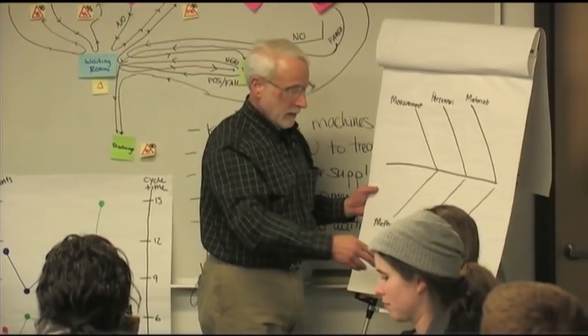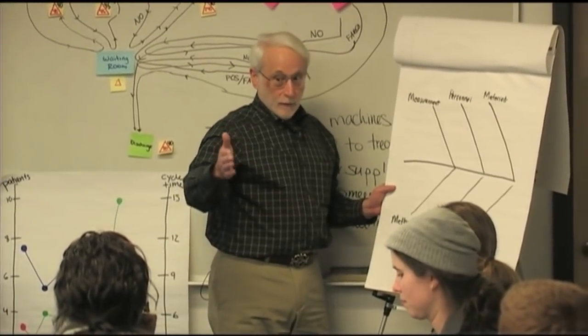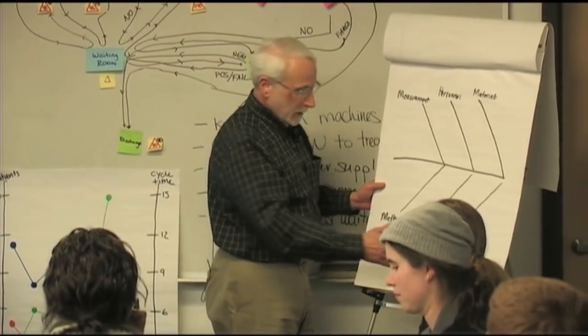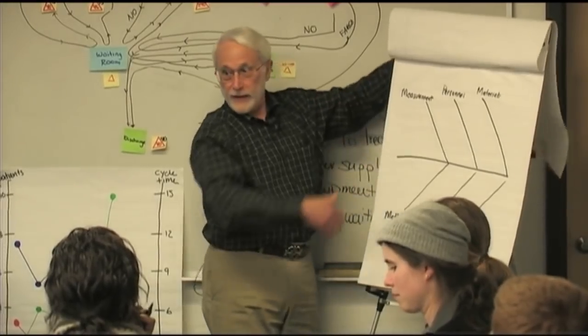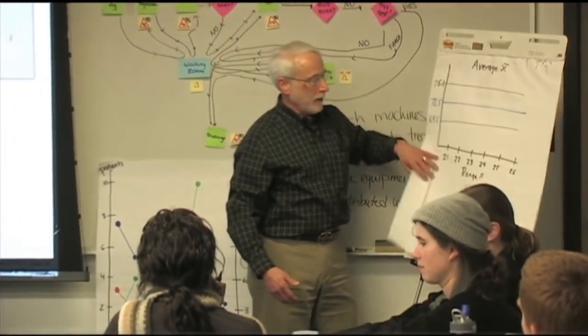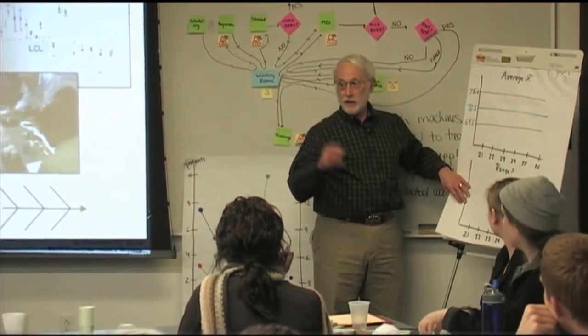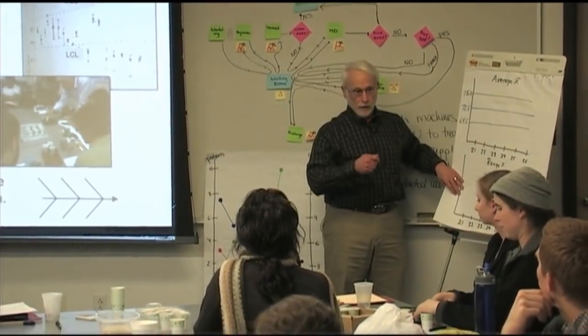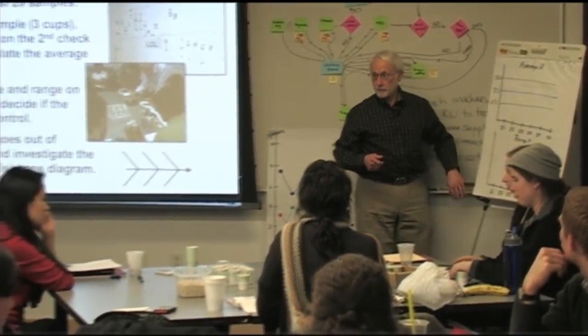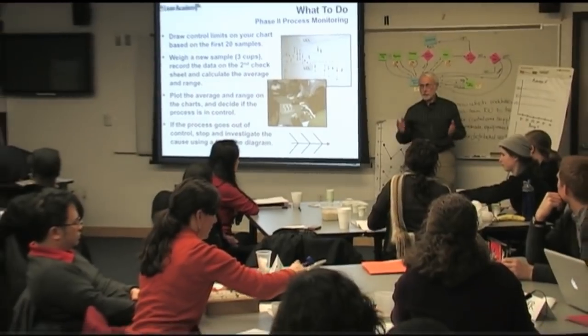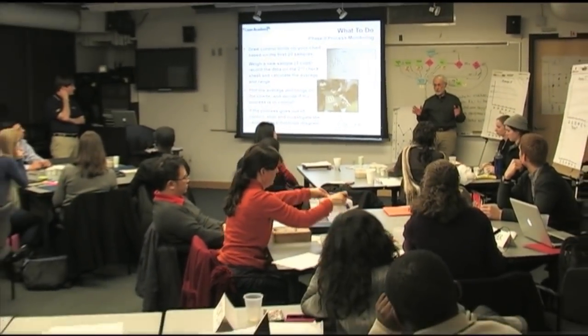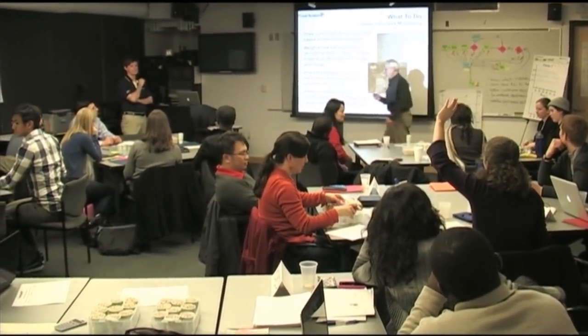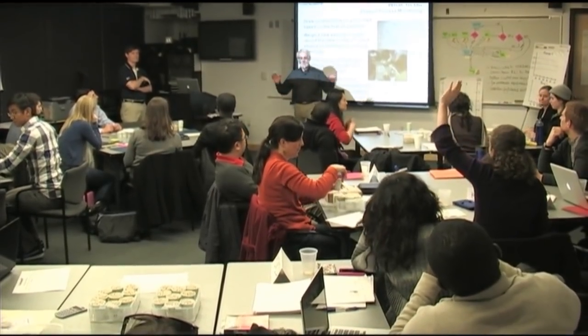Or maybe you got a crummy weighing scale. That's a machine. Start filling out all the things you can, and then when you get those filled out, start looking at them systematically. Which one do you think is most likely? It's a detective operation. So now you're going to actually do a root cause analysis. Does anybody have any questions?